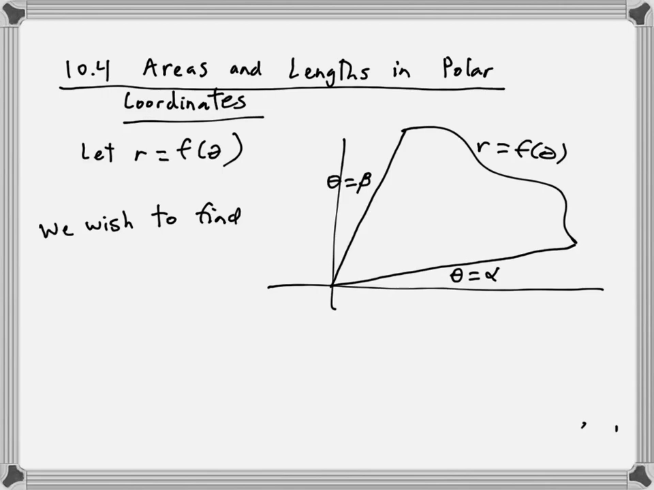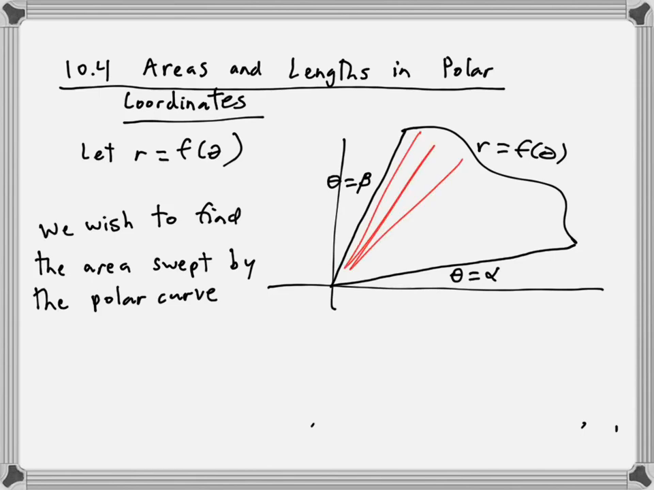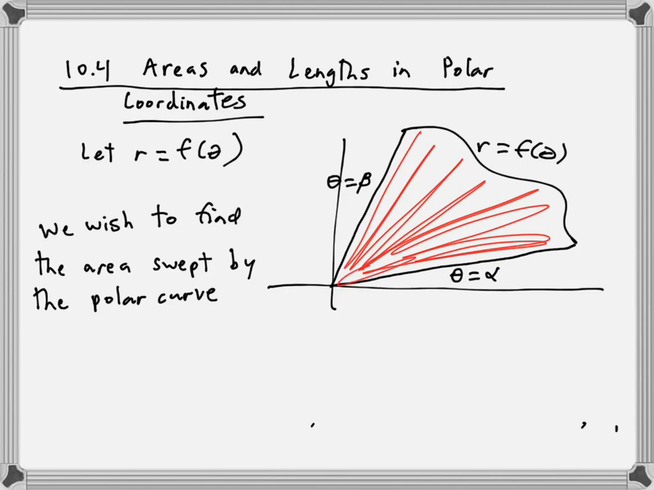We wish to find the area swept by the polar curve. In other words, we are trying to find the area that looks like this. Okay? So we cannot use old notions of area under curves to do this, right? We're going to be building a Riemann sum, but not with Cartesian rectangles.